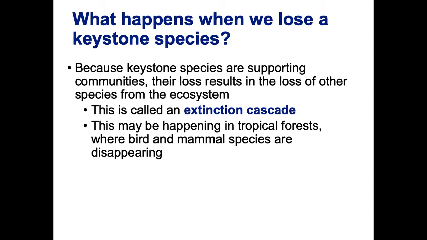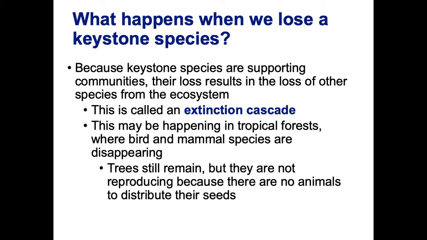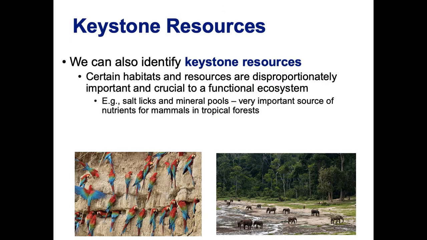species. And we think that this might be happening in some tropical forests where bird and mammal species are disappearing, and the trees are still there, but because the birds and mammals are no longer there, there are no animals to distribute seeds and to be pollinators. So we think we're going to lose some of these trees in the future and some of the other smaller plants because they really rely on some of these mammals and birds as seed dispersers and pollinators.